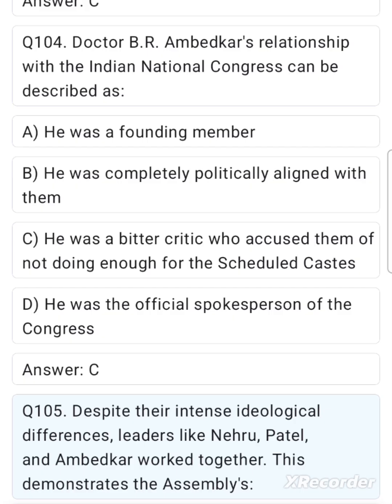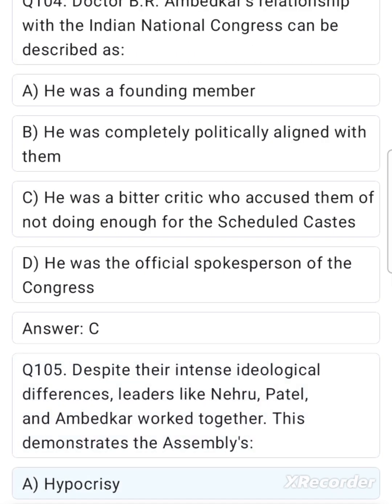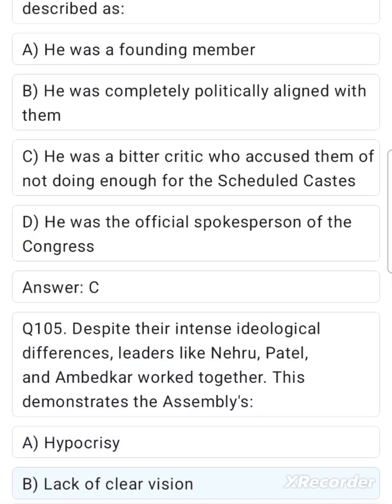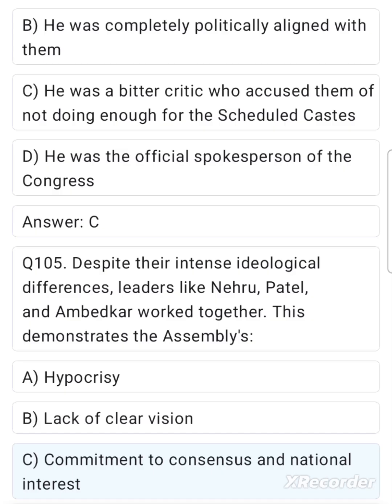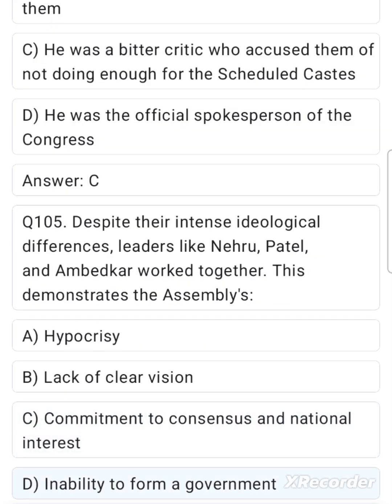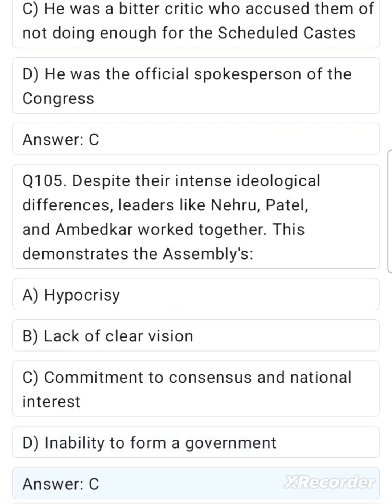Q105. Despite their intense ideological differences, leaders like Nehru, Patel, and Ambedkar worked together. This demonstrates the Assembly's A. Hypocrisy. B. Lack of clear vision. C. Commitment to consensus and national interest. D. Inability to form a government. Answer C.